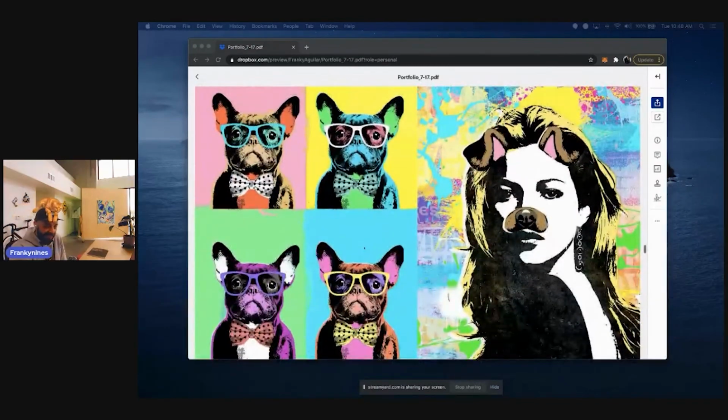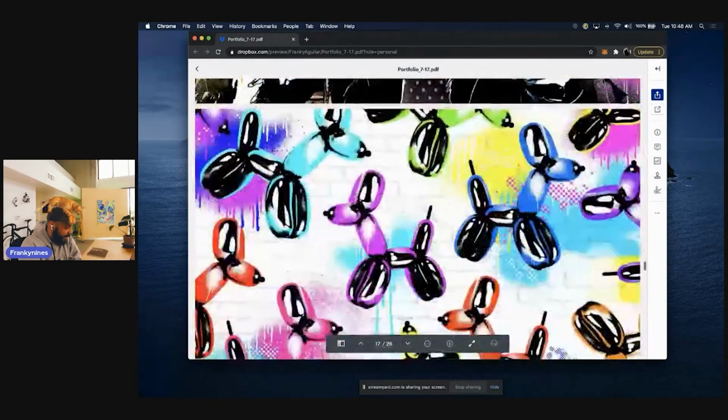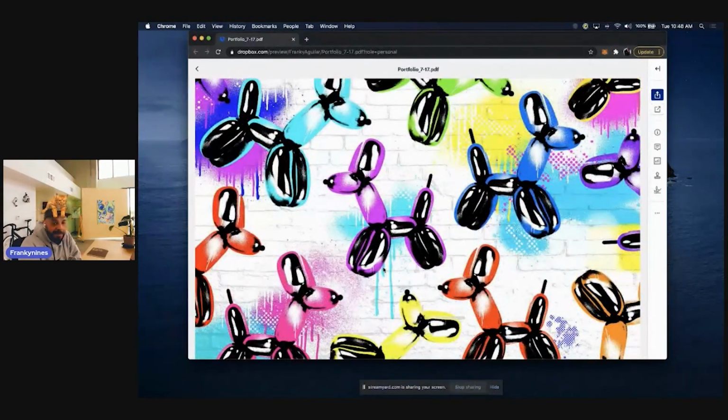Yeah, these were awesome. I forgot about all these works. I haven't seen these for years. I've made so much artwork throughout my career, it's nuts. These are all great examples of pop art pieces. Here goes a Wolf on Wall Street. That pug was great. Ooh, the balloon animals. I remember this one. This one was great.